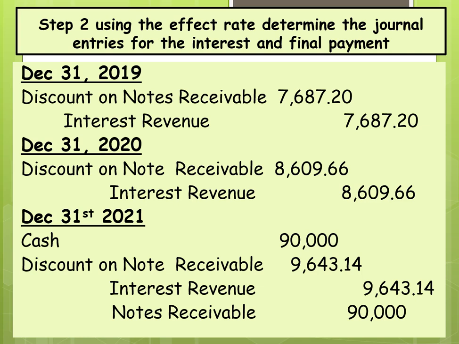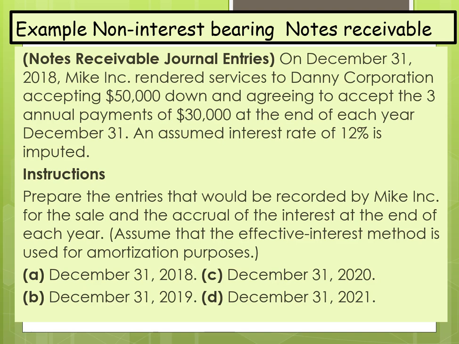Now, what if instead we had annual payments? Same problem, but instead we're going to make annual payments of $30,000 at the end of each year. And the first payment is going to be at the end of the first year.